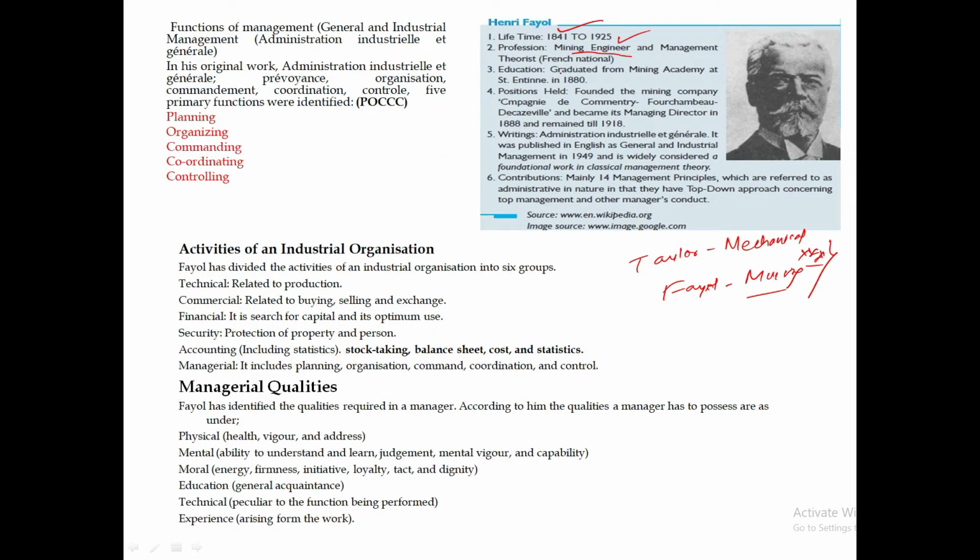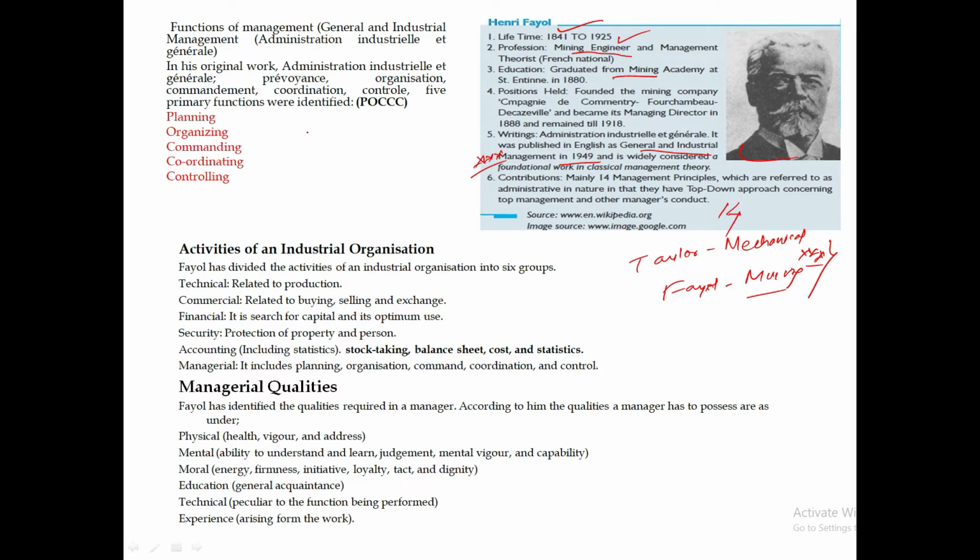His education was in a mining academy. You can see this is his biodata, and his picture is here. Go through it. He is also the author of the famous book General and Industrial Management. Who wrote this book, or what book did Fayol write? There may be different types of questions in your exam. And then the 14 principles of management, which is also very famous.